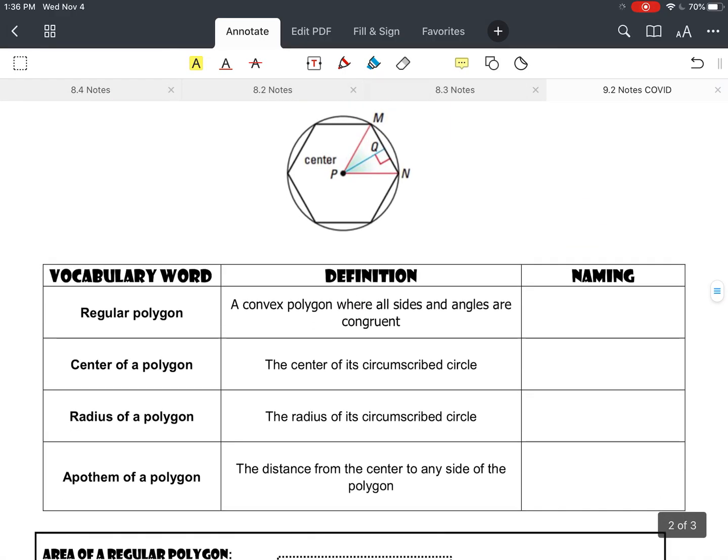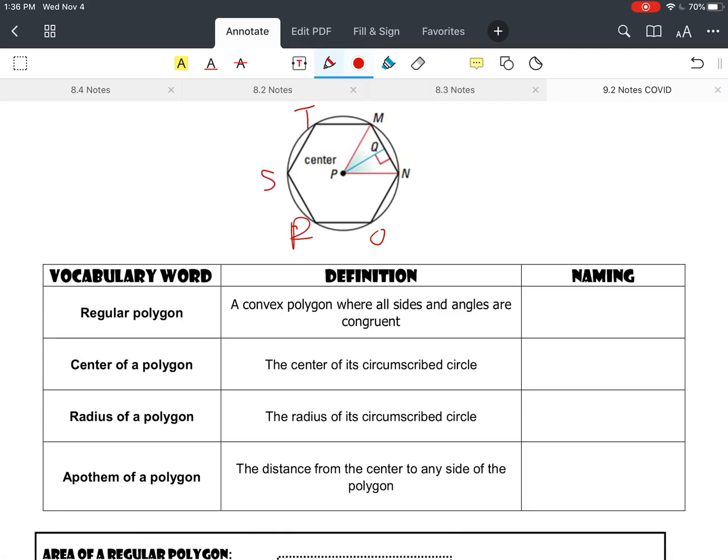The next part of the lesson has to do with regular polygons. A regular polygon is a convex polygon where all sides and angles are congruent. You name a polygon by its vertices. So I didn't give you enough letters: M, N, we should probably keep going. M, N, O, I can't use P because that's there, and I can't use Q, R, S, T. This has 1, 2, 3, 4, 5, 6 sides, so it's a hexagon, and you would name it M, N, O, R, S, T.